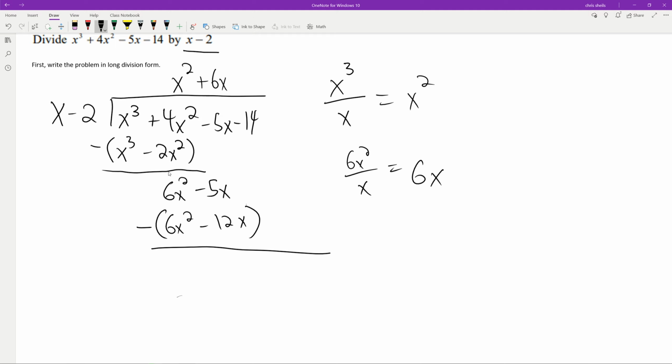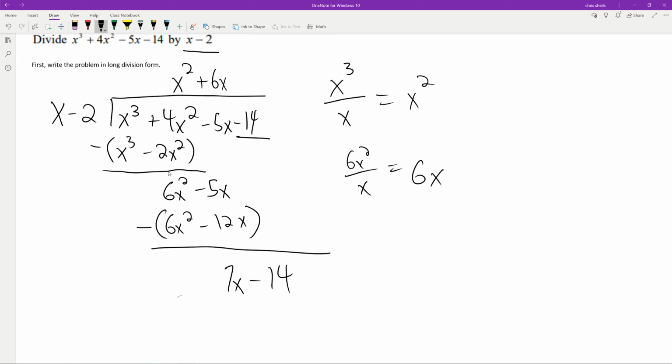Let's see. The first terms are always going to cancel here. This gives me negative 5x minus negative 12x. That's negative 5x plus 12x. That's 7x. And now I bring down this negative 14. I bring down the minus 14.